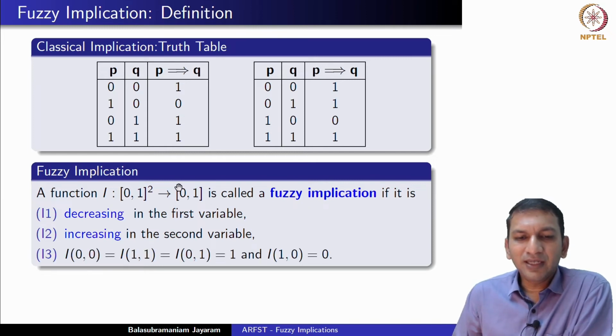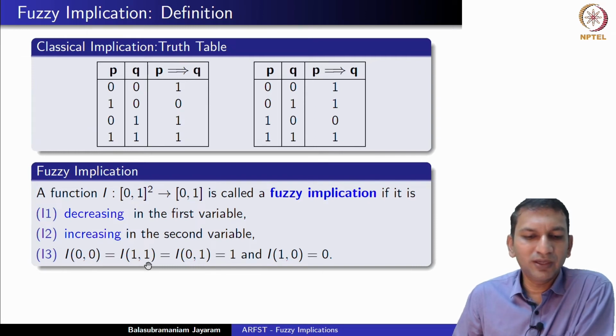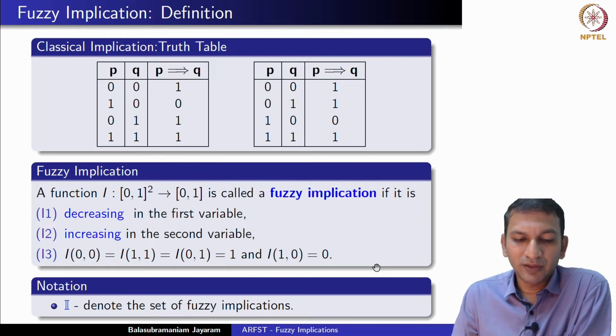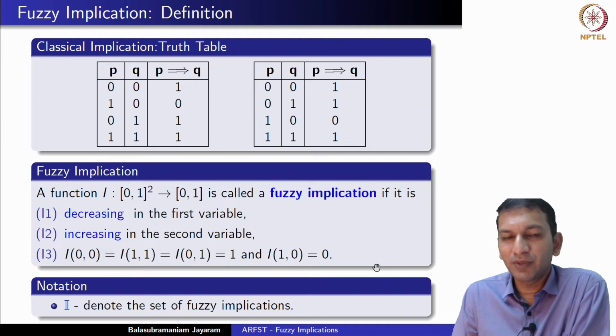Finally, we ask that all these boundary conditions are satisfied. Essentially, we are rewriting the truth table in this form. I(0,0) is 1, I(1,1) is 1, I(0,1) is 1, and I(1,0) is 0. Notation here: we will use the script I to denote the set of all fuzzy implications henceforth.